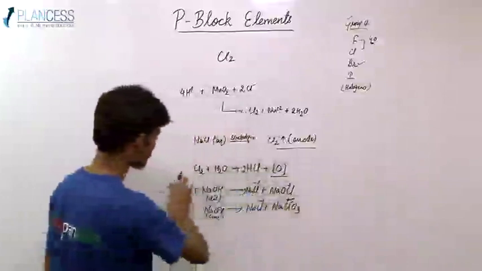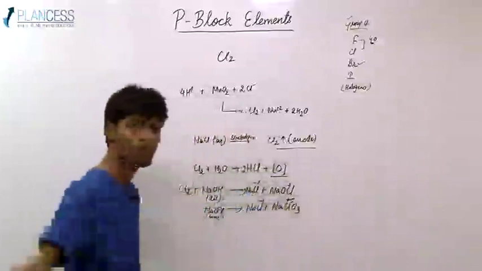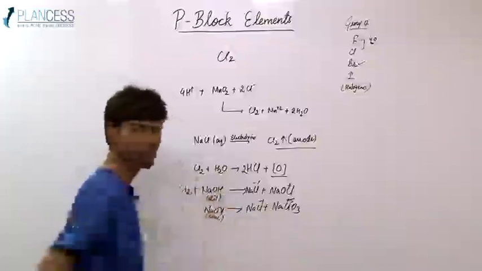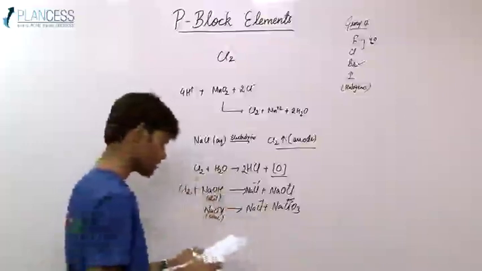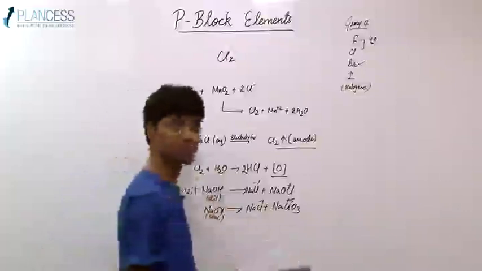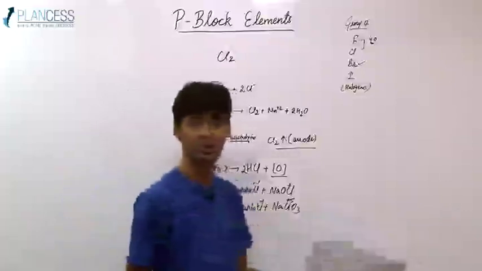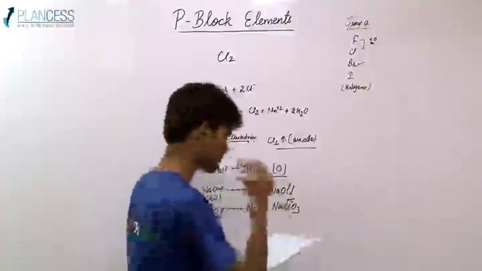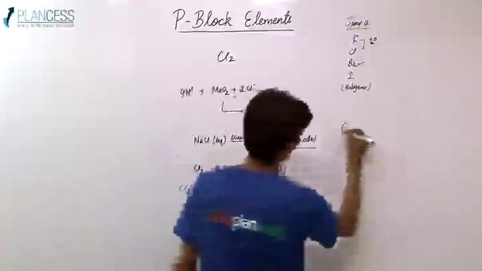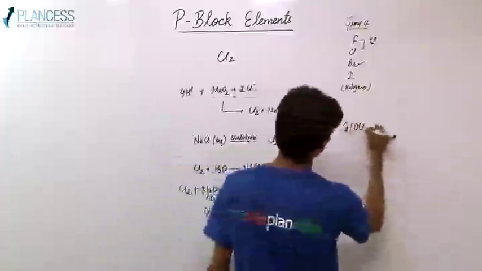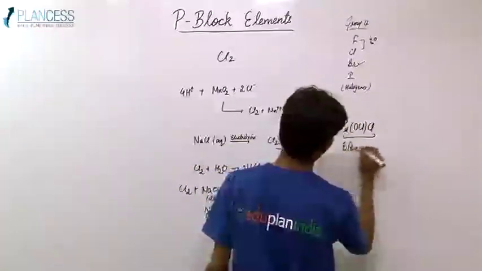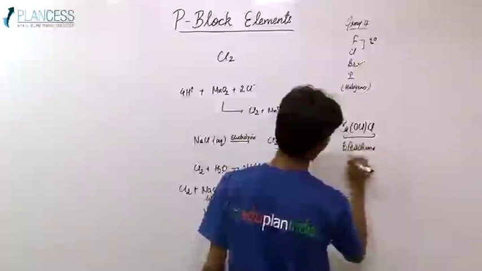So this is an important reaction. The same reaction is also shown with bromine and iodine. So this is an important disproportionation reaction of chlorine with NaOH. Chlorine also reacts with calcium hydroxide and forms Ca(OCl)Cl, that is bleaching powder, also known as bleaching powder.